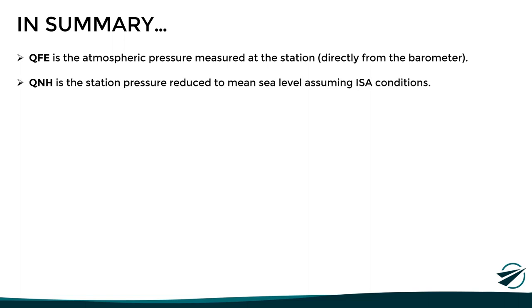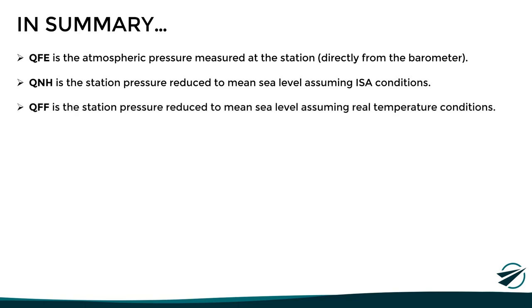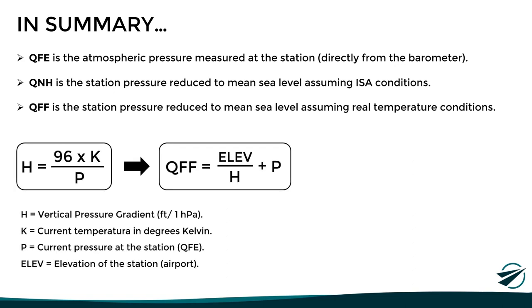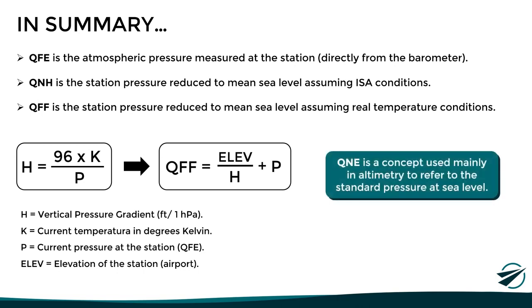Then, QNH is the station pressure reduced to mean sea level, assuming standard temperature conditions. It is widely used for altimetry since it allows us to determine the altitude of an aircraft in relation to mean sea level. And finally, QFF is the station pressure reduced to mean sea level, assuming real temperature conditions. It is mainly used by weather services for observations and forecasts, and it can be determined by means of these 2 formulas.